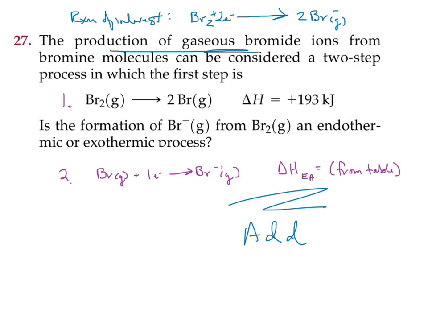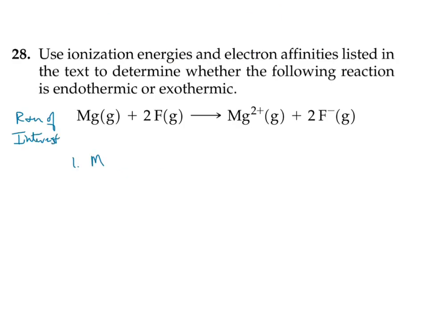Remember, you can get the electron affinity for step number 2. You can get that value from your textbook. That's in one of the little boxes we saw. And then 28 is kind of similar. In this case, it's kind of fun.